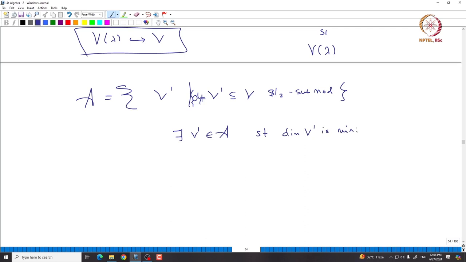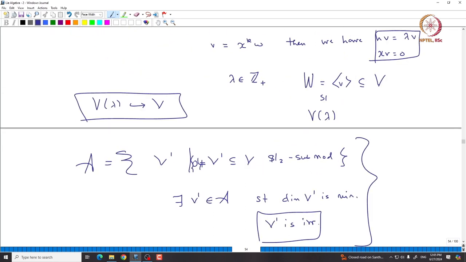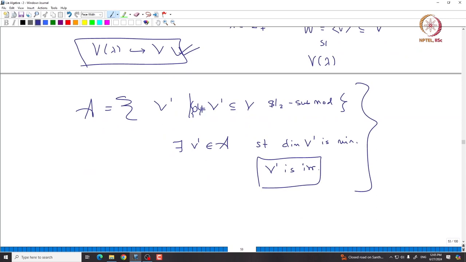Now V dash must be irreducible, because if it is not irreducible, then it will have a proper non-zero submodule, and that would give you a smaller dimensional module. That we cannot have, because this is the minimum dimension that we have. So more or less this general argument forces that for any given finite dimensional representation, there is always an irreducible subrepresentation. Now, given that any finite dimensional irreducible representation is isomorphic to V of m for some m inside Z plus, we can also get this same statement using this general discussion. So these observations will help us to understand more about representations of SL2.